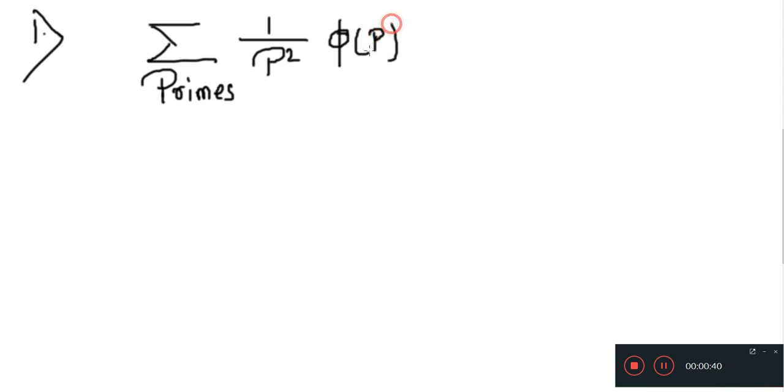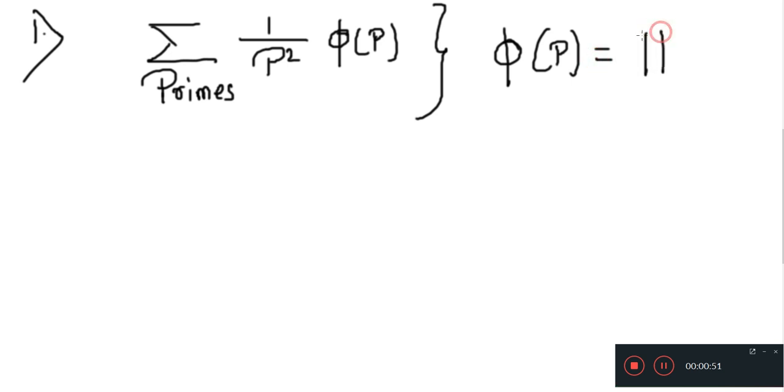Well, the first problem is something like this. We have a sum over the primes p, given by 1 by p square into a function phi of p. Now this function phi of p is defined something like this. The function phi of p is given as the product over all q's which are primes less than p, of q square minus 1 upon q square. So this is phi p.